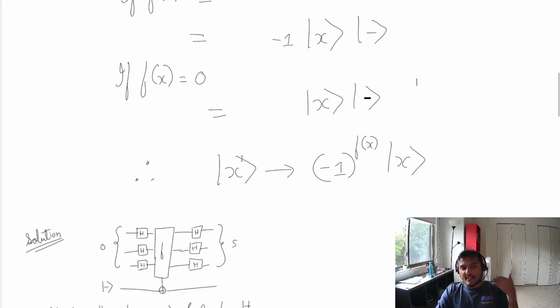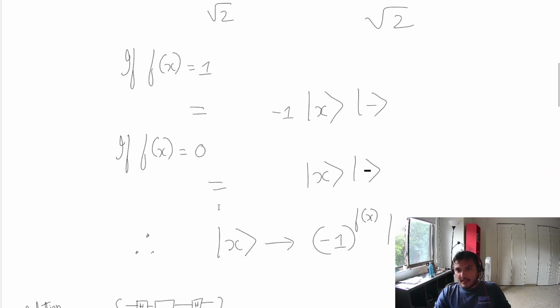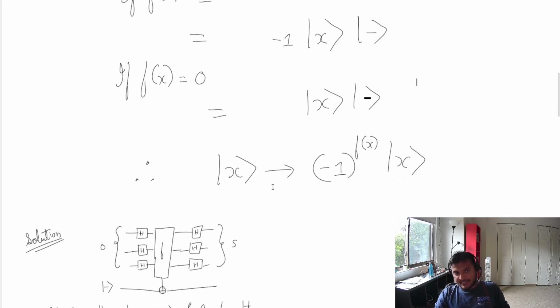So basically, if my second auxiliary bit was minus state, the action is this: x goes to minus 1 to the f of x times x. On both sides there is the auxiliary bit floating around, but we don't care about it because it's a temporary variable and we can forget about it. That's why it's not written here. So this is how this oracle works. The oracle acts on your state, and basically it adds a phase value of minus 1 to the f of x on your state. Okay, that's how a quantum oracle works.